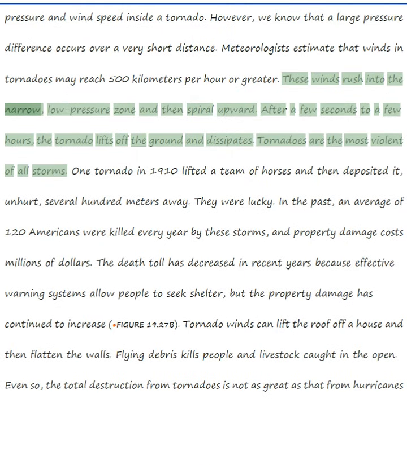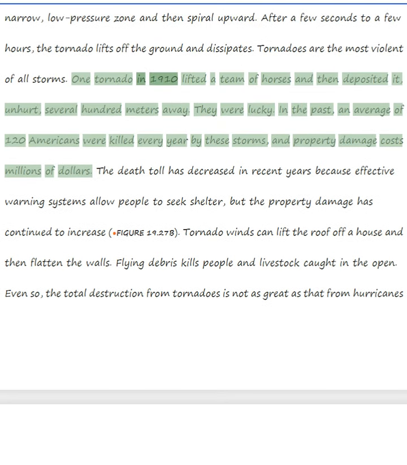These winds rush into the narrow, low-pressure zone and then spiral upward. After a few seconds to a few hours, the tornado lifts off the ground and dissipates. Tornadoes are the most violent of all storms. One tornado in 1910 lifted a team of horses and then deposited it, unhurt, several hundred meters away. They were lucky. In the past, an average of 120 Americans were killed every year by these storms, and property damage costs millions of dollars.